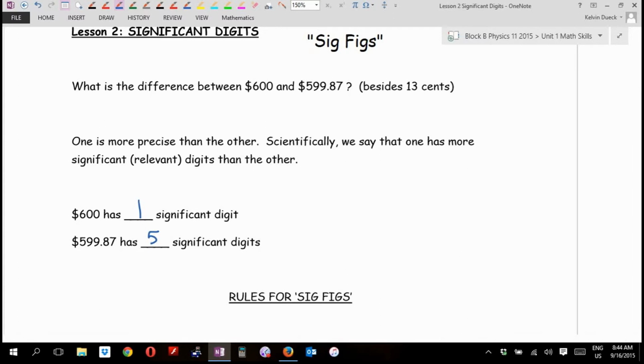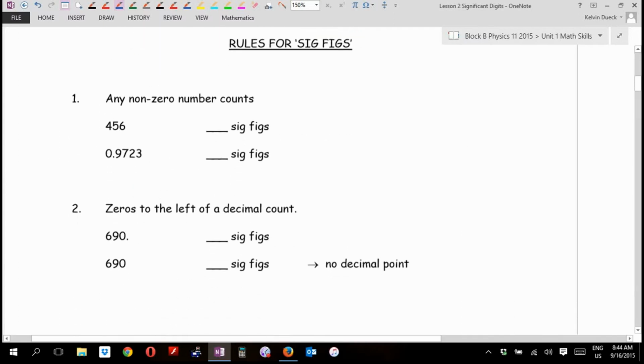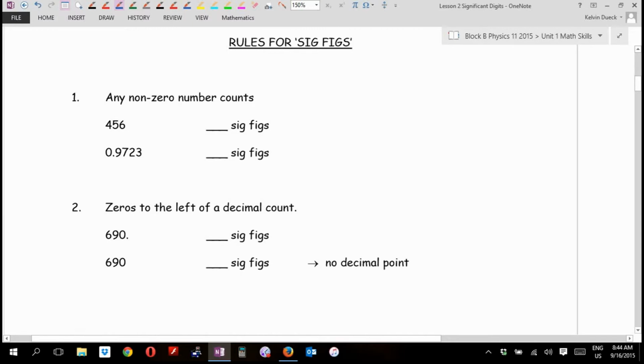Okay, I'm starting to see the pattern. Wait, let's keep going. So, rules for Sig Figs. 456 has 3 Sig Figs. 0.9723 has, anyone want to guess? 4.